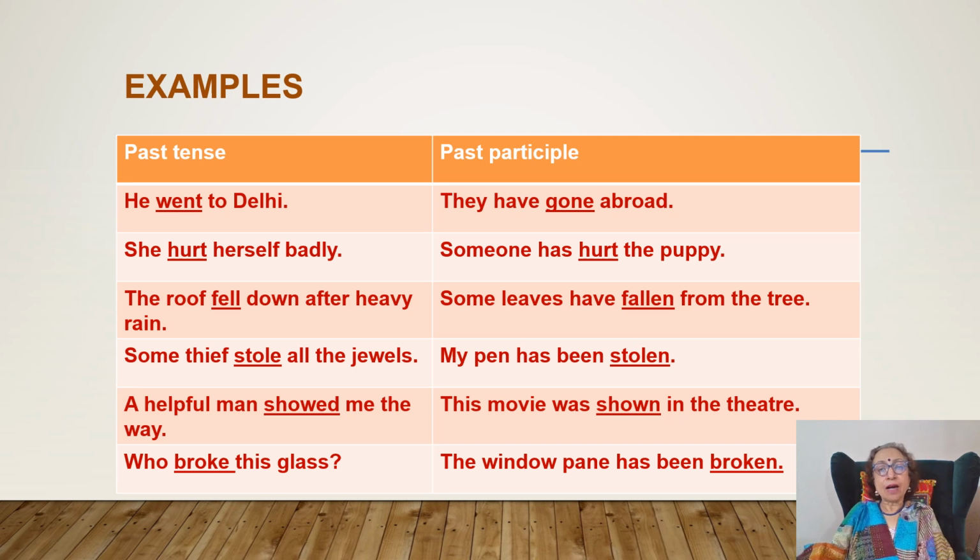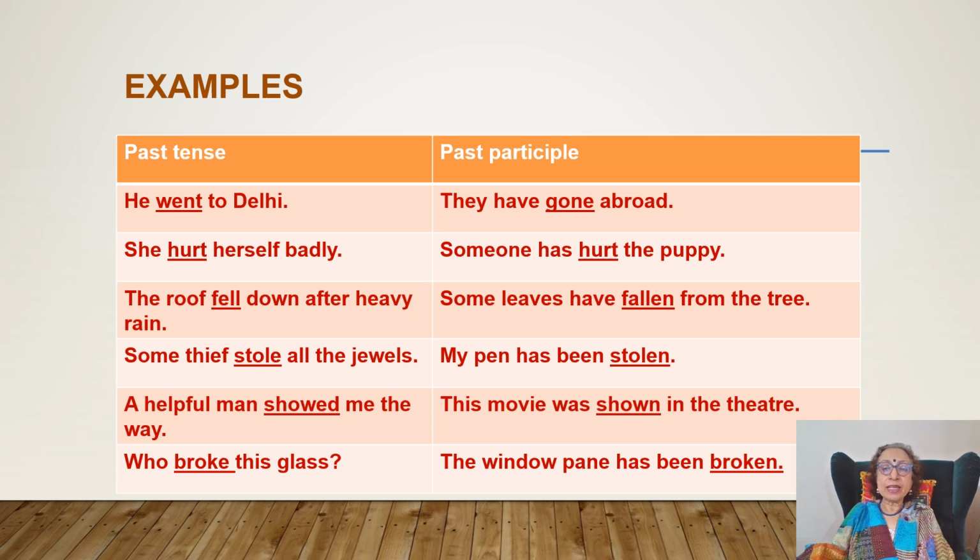Here are some examples of irregular verbs where the past tense and the past participle are used. You can see went, past tense, gone, past participle. Hurt, past tense, hurt, past participle. Fell, past tense, fallen, past participle. Stole, past tense, stolen, past participle. Showed, past tense, shown, past participle. Broke, past tense, broken, past participle.